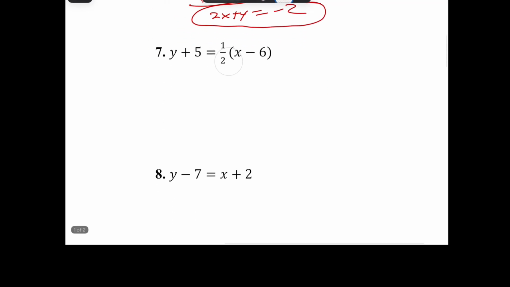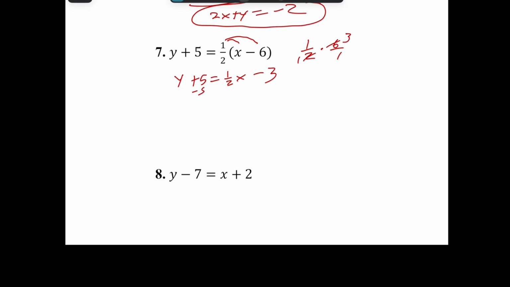Well, I see a denominator, so I know I'm going to have to times by 2 at some point. But let's not do it yet. Let's start off by doing distribution right here. And I'm going to get y plus 5 equals 1/2 x minus, well, what's half of 6? 3. If that freaked you out, let me just go on the side. 1/2 times 6 over 1. And that's how I got it, okay?